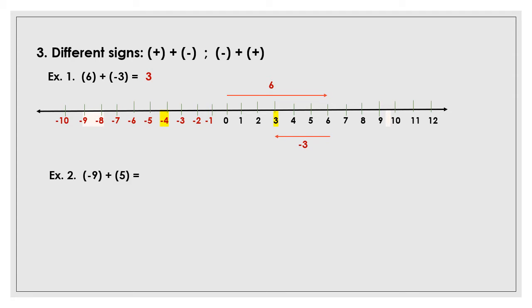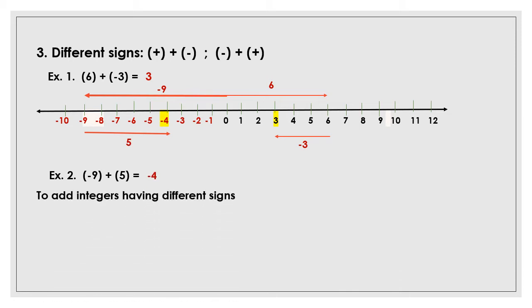Yan. Next, we have negative 9 plus 5. So, from 0, pupunta tayo ng 9 units na pakaliwa. Ganyan. So, plus positive 5. So, from negative 9, pakanan tayo, 5 units to the right. Tumigil tayo dito sa negative 4. So, ang negative 9 plus positive 5 ay negative 4.